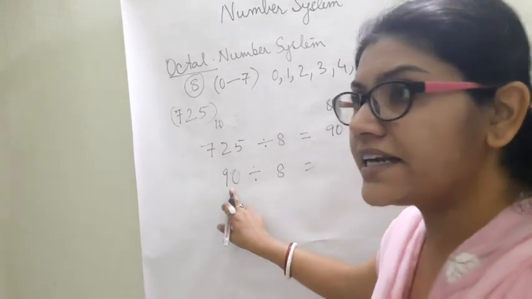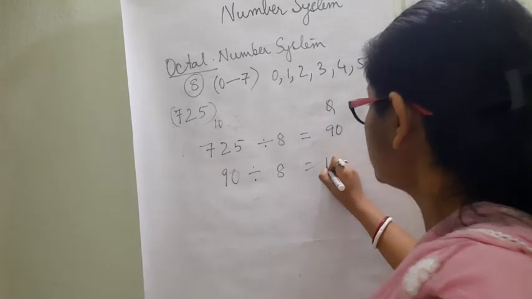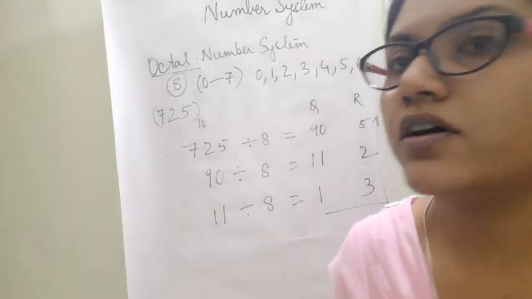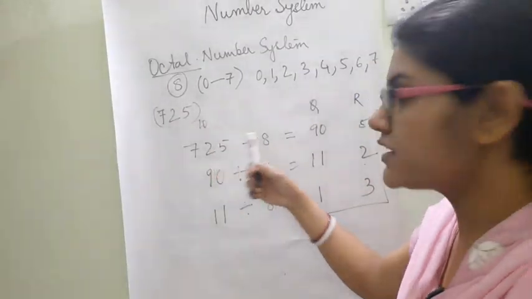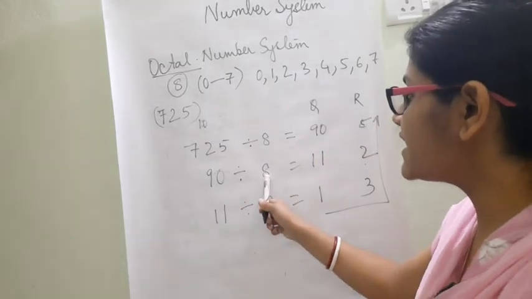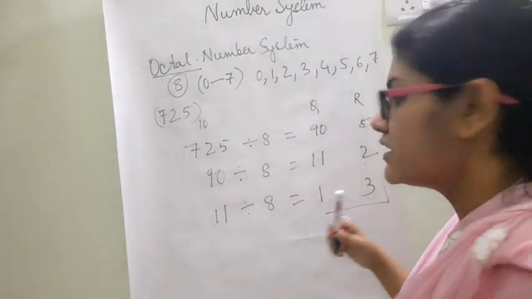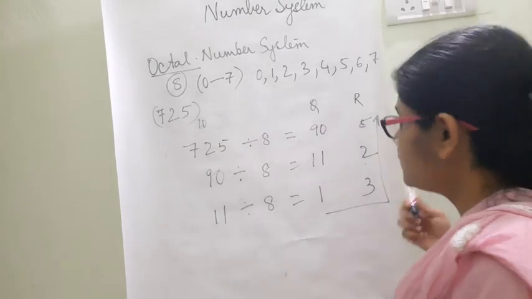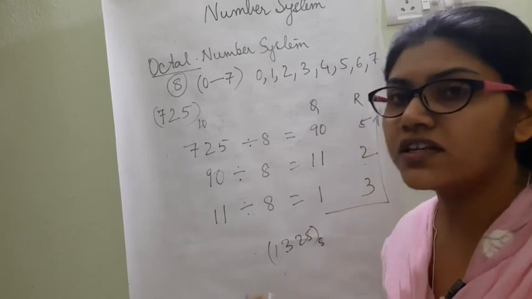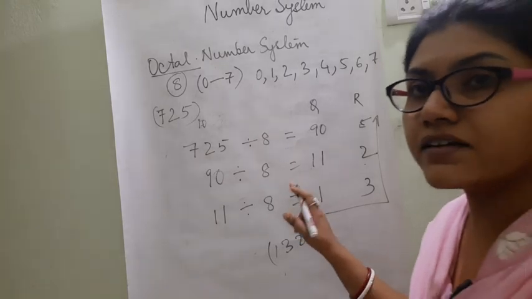Now, 90 divided by 8. Wait a minute. Now it is solved. 725 divided by 8: quotient 90, remainder 5. 90 divided by 8: quotient 11, remainder 2. And 11 divided by 8: quotient 1, remainder 3. So the value will be 1325. So it is now proved the answer was right.